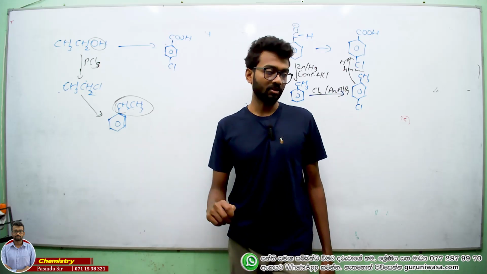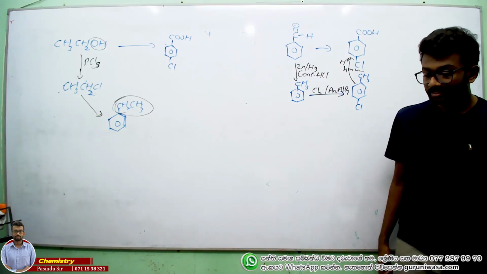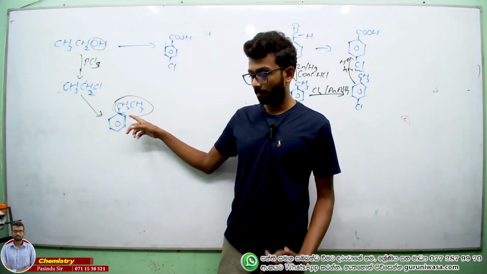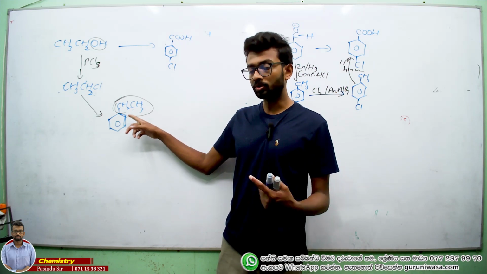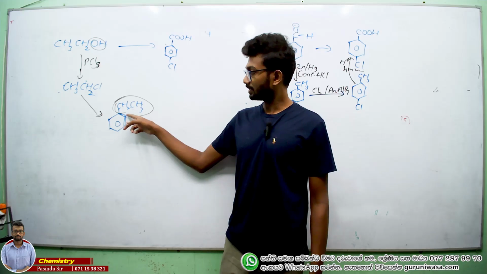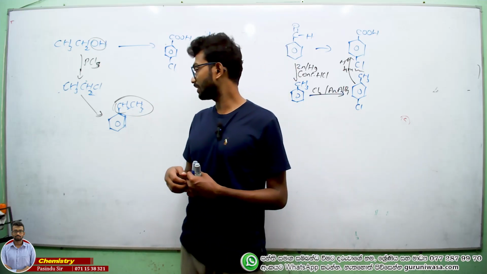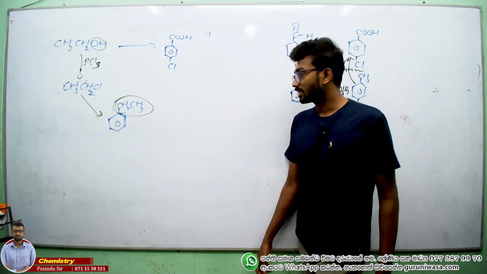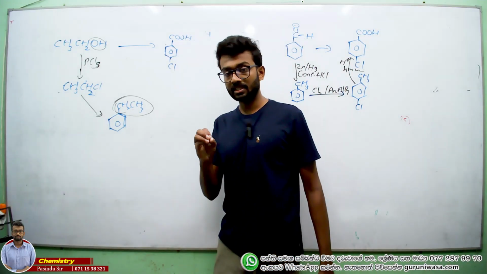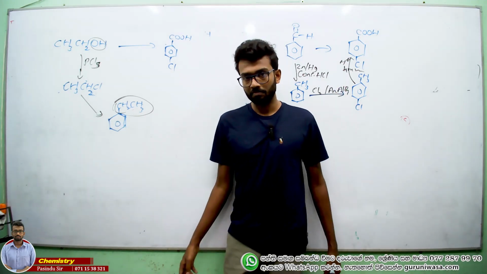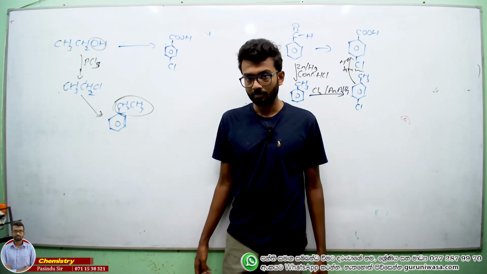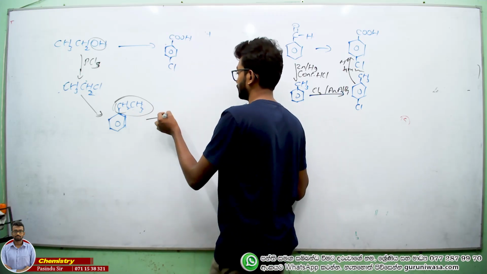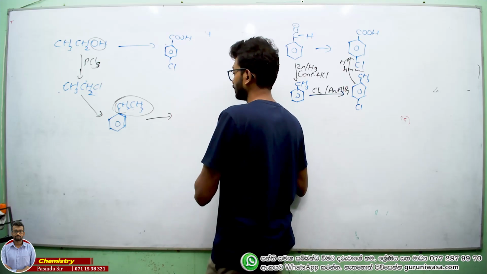this para position. Why? To reduce steric hindrance, right? Steric hindrance, because if it goes into ortho position, there is a steric hindrance, right? Not enough space, right? They can't even shake, right? It's like a tight area. So therefore, the second one preferred what? Para position. Right? Therefore, you can add para position. I mean Cl to para position.